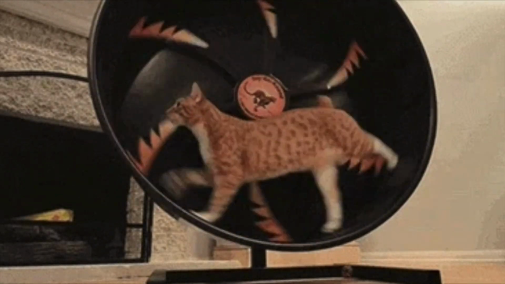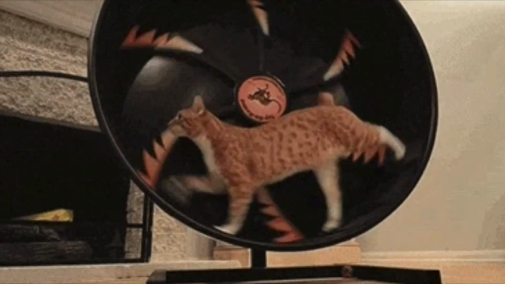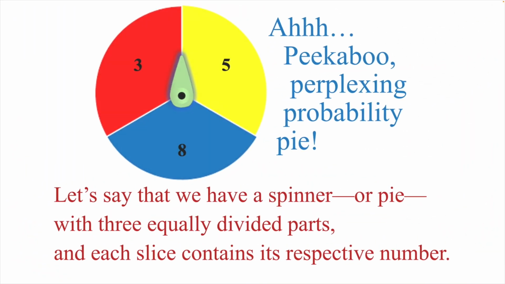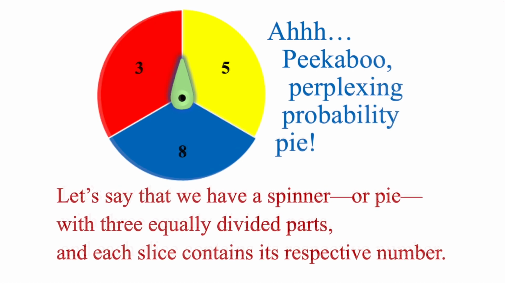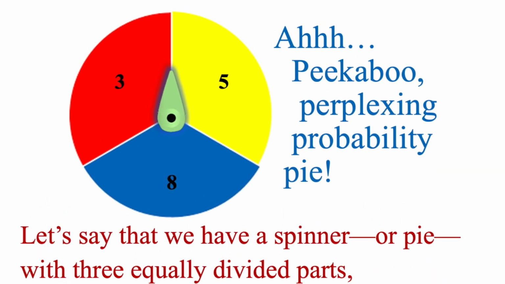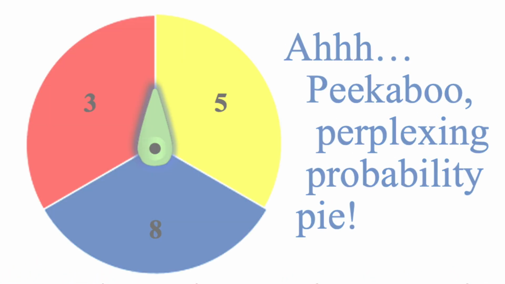Probability questions involving a spinning wheel can seem daunting. So let's break down a small problem to see if we can apply these steps to more complex problems. Joining us is my pal, the perplexing probability pie. My well-rounded friend has compartmentalized himself into 3 equal sections, and he is displaying a number on each section. In the red section is the number 3, in the yellow is 5, and in the blue is 8.